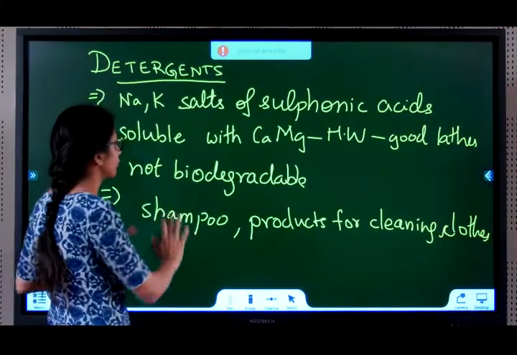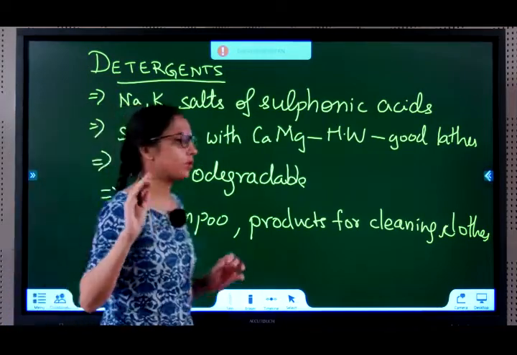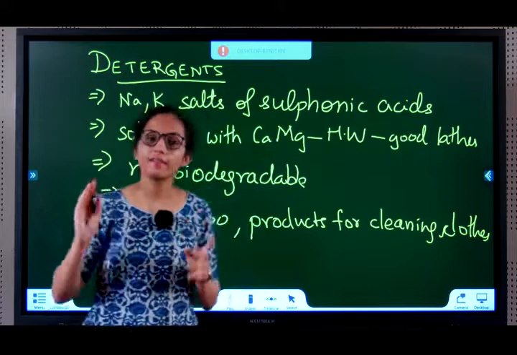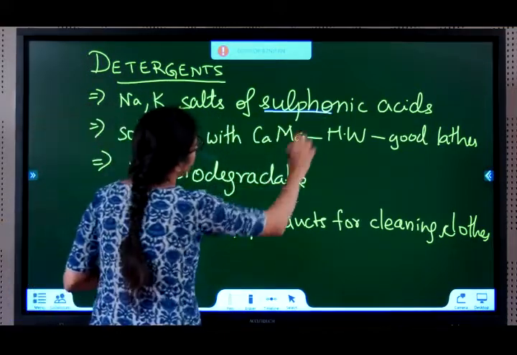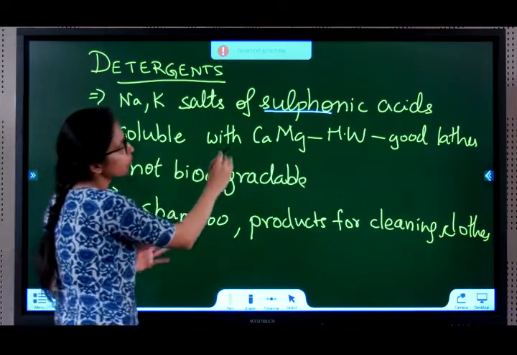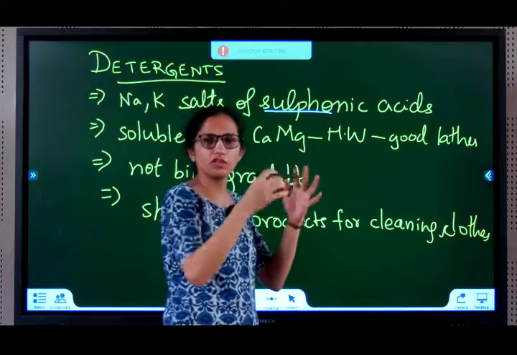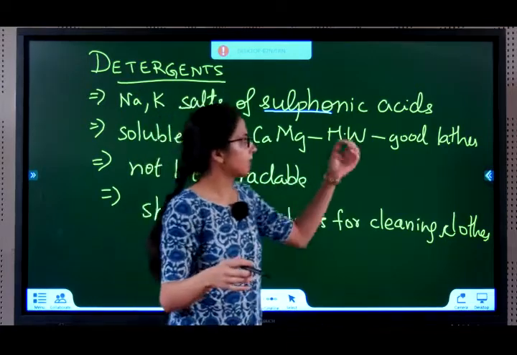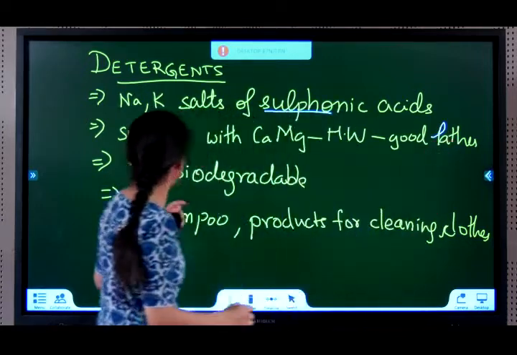Now we touch on detergents. Soaps were sodium and potassium salts of fatty acids. Detergents are sodium and potassium salts of sulfonic acids. Detergents are soluble in hard water. They react with the calcium and magnesium ions and form soluble products. Therefore, they form good lather or good foam.